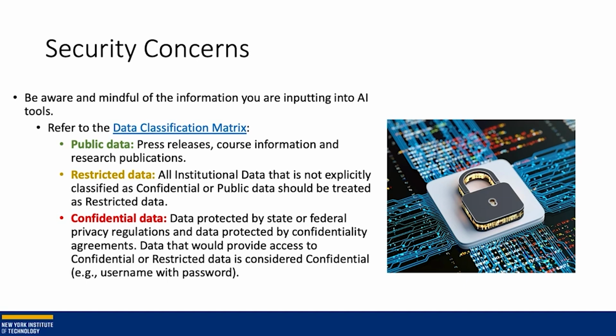Then there's confidential data. So confidential data is data protected by state or federal privacy regulations. So you can think about this as HIPAA and FERPA, as well as data protected by confidential agreements. So this is social security numbers, maybe home addresses, additional data information. And you never want to put this information into an AI tool because that allows a security risk and then allows other people's information to be sent elsewhere and used on the dark web.